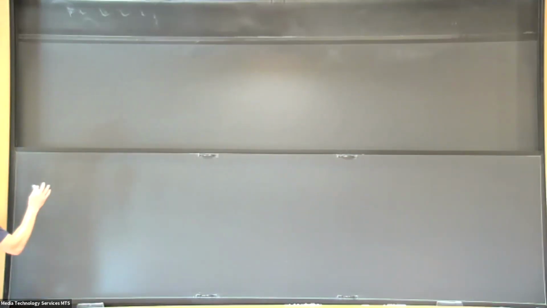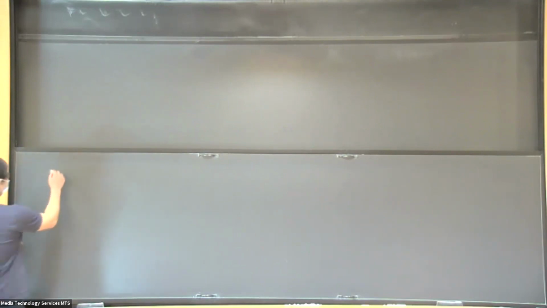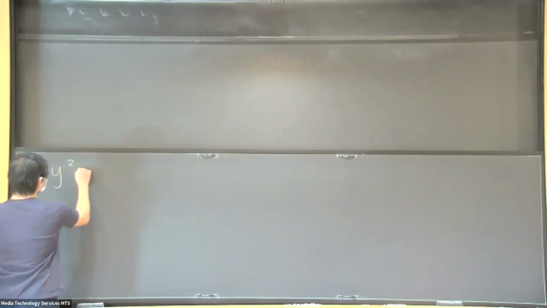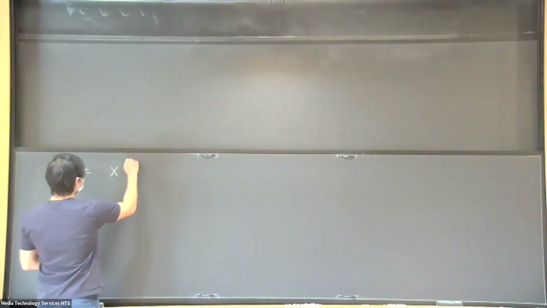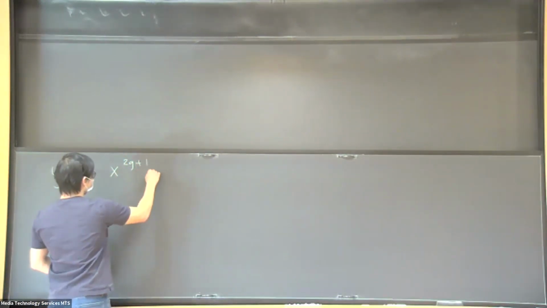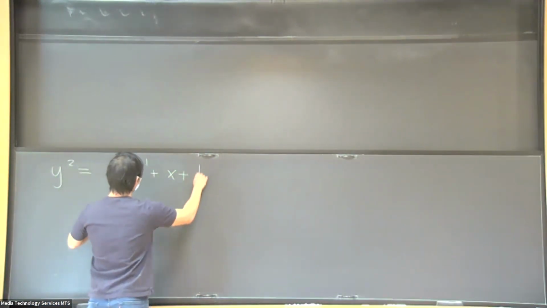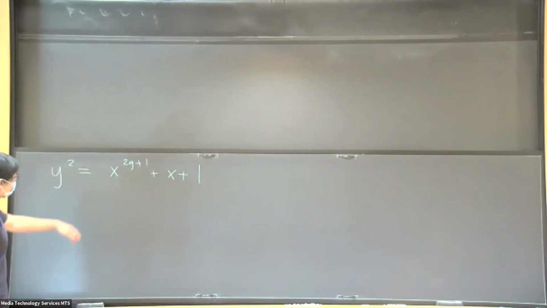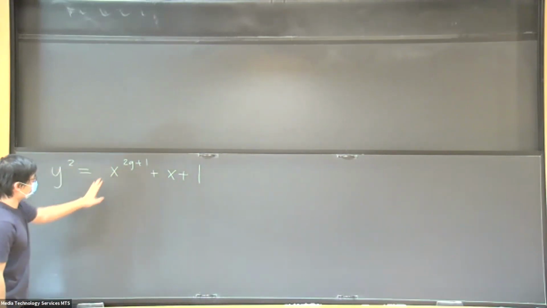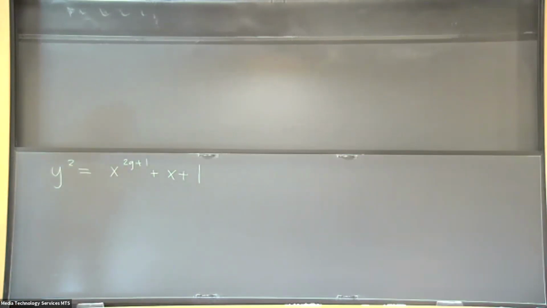So I'd like to start off by contemplating solving some equation, say this one. This is my attempt to write down a random-ish degree 2g plus 1 polynomial. And I want to think about finding the solutions to this equation and what they look like. And maybe the first thing to address is in what kind of number system are we solving this equation?